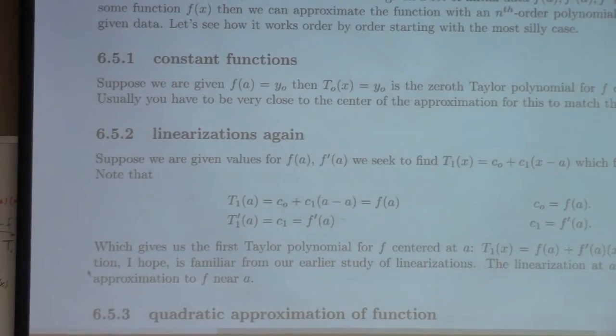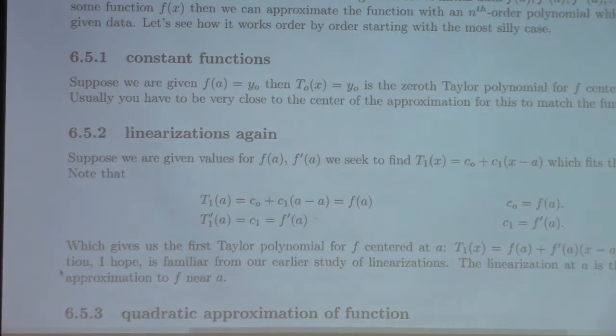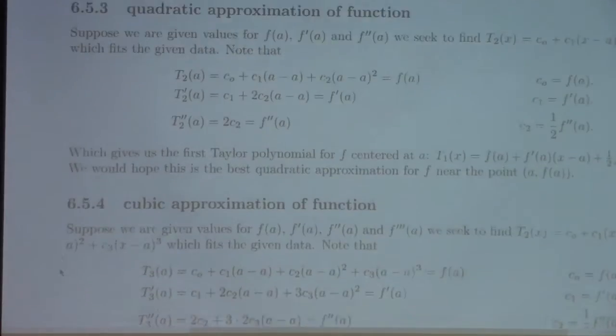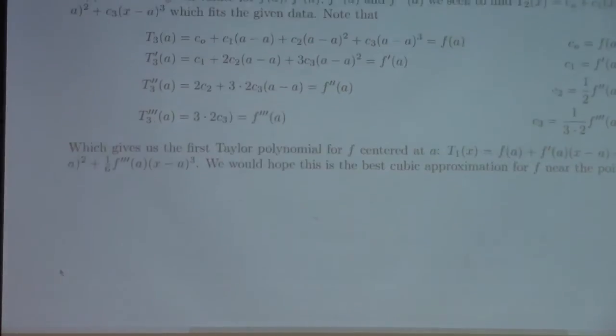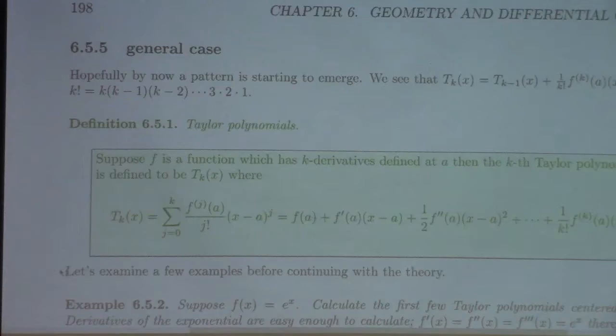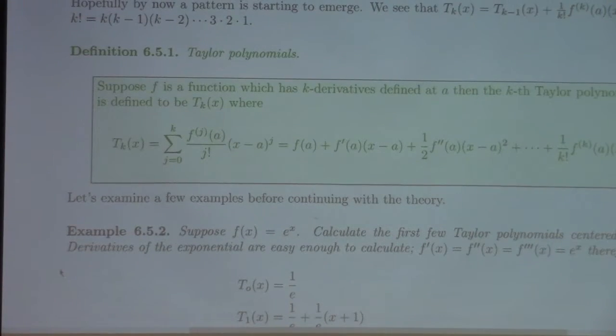Anyway, so here we just went through this, right? I'm deriving that this is the form of the first Taylor polynomial and so forth. So we already went through this today. All right. Here I use a j instead of an n, but it's the same thing, right?